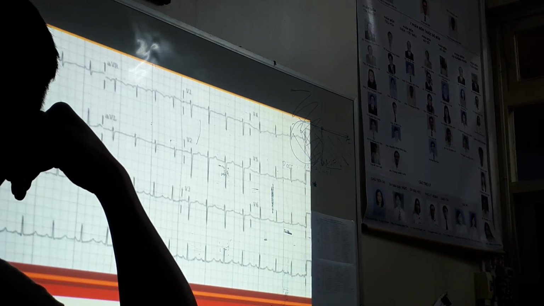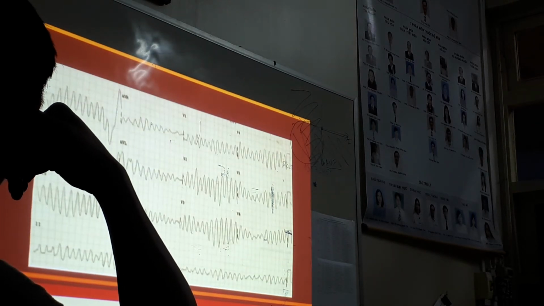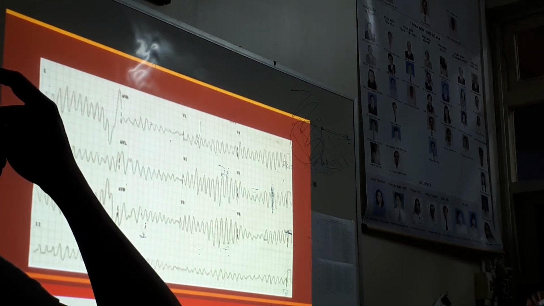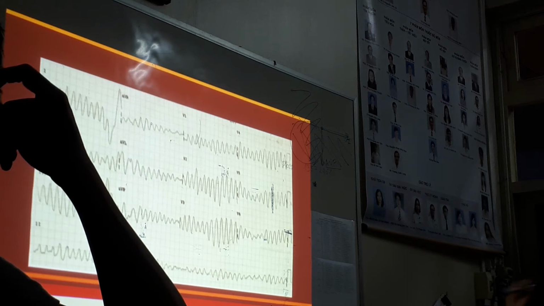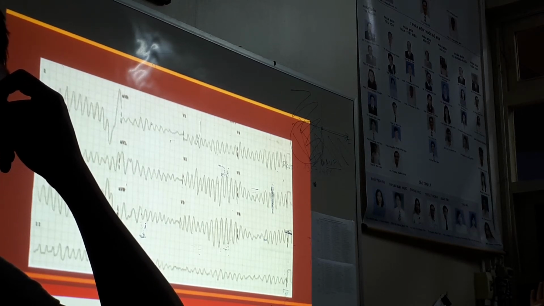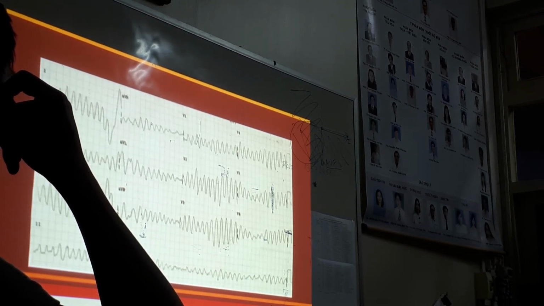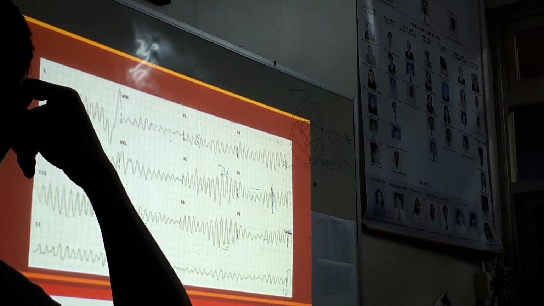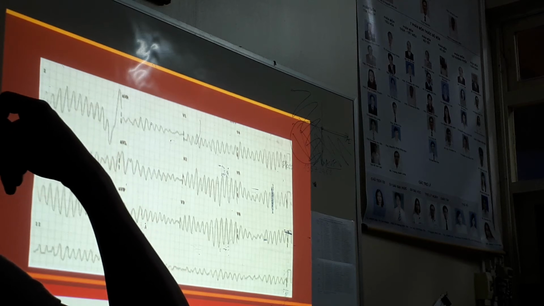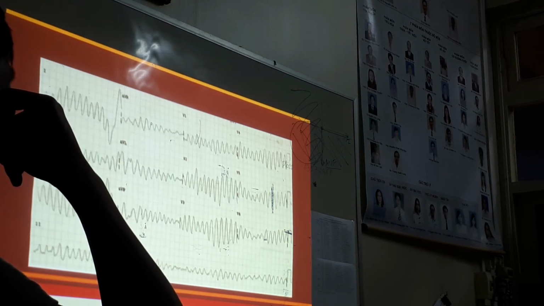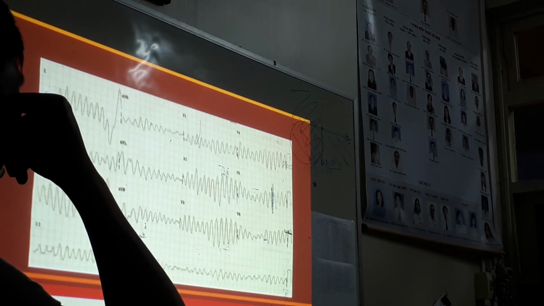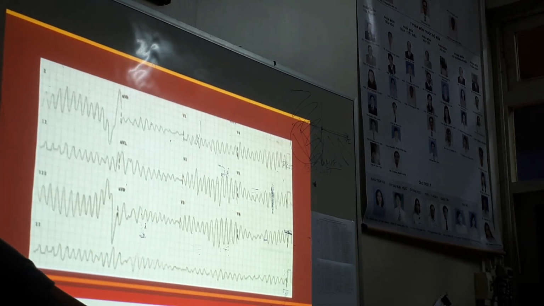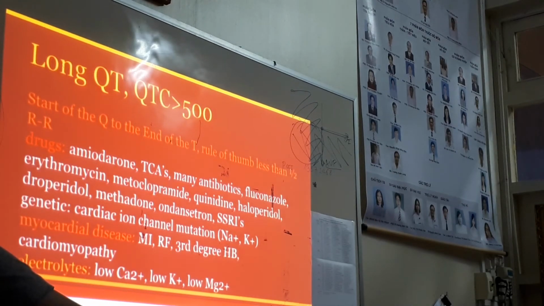Long QT. If you have R on T phenomenon, the R wave falls on your T wave because the T wave is so far away, then you can have this. Do you know what this is? Anybody? Torsades, yeah. So what's the treatment? Magnesium. Hit it with magnesium, 2 grams of magnesium. Okay? So long QT.